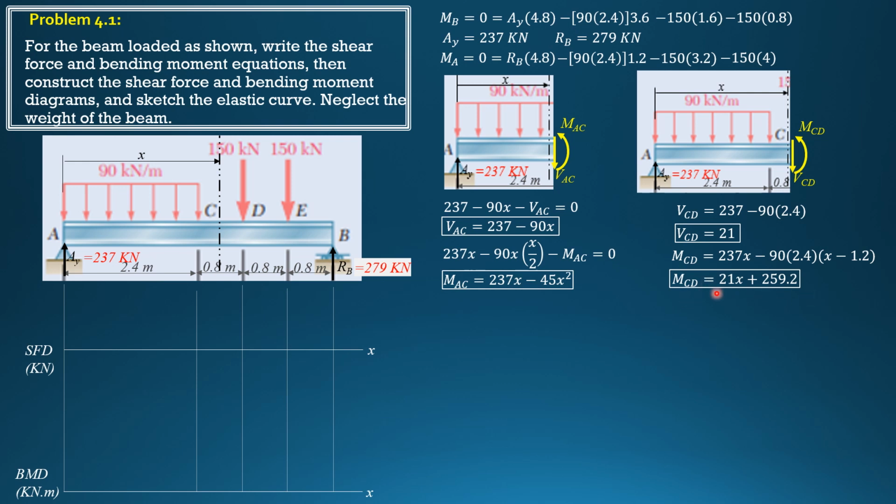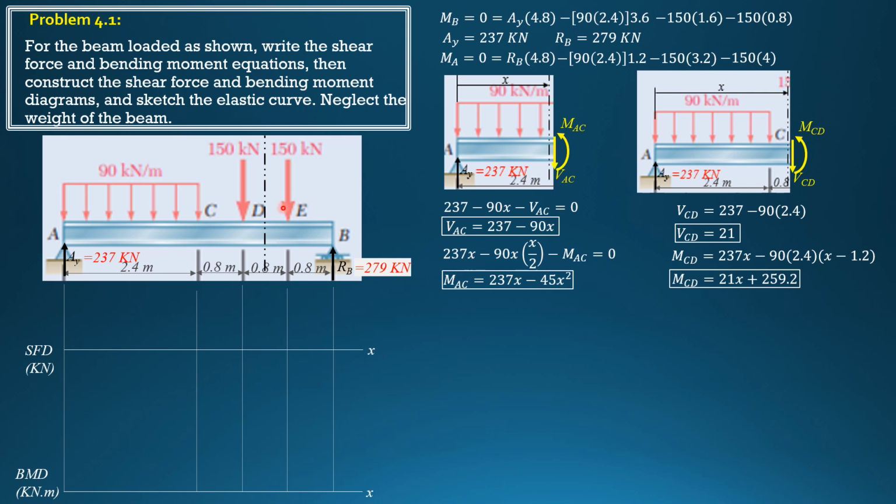This function is a line with positive slope, so it is inclined up to the right. This is a parabolic curve which is decreasing in value. And I will mention how to prepare the graph later. Then, after CD, we proceed to DE.